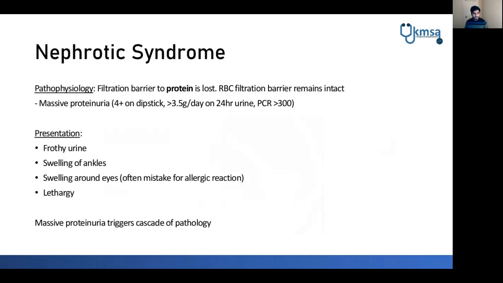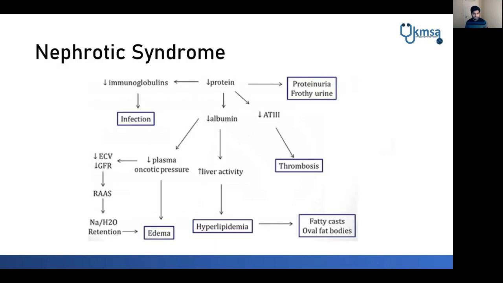This proteinuria, this loss of protein, is what triggers the cascade of pathology in nephrotic syndrome. So this is another summary slide that I find really useful. It all starts with the reduced protein, and it causes all the different effects we see later on.